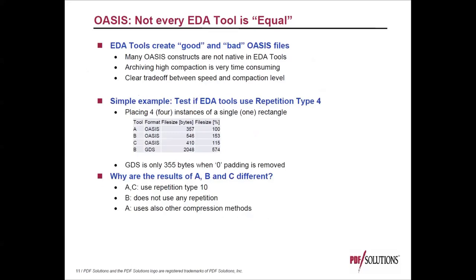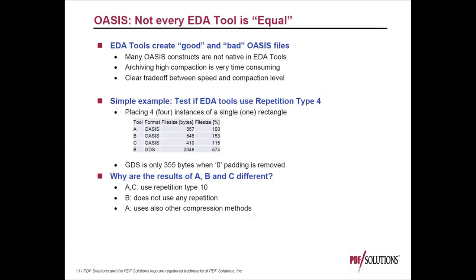One of the problems, as I mentioned, is that many OASIS constructs are not a native object in an EDA tool. So it requires CPU time to find compression, to see how, for instance, instance placements are distributed, and then combine them into some type of repetition. There's a clear trade-off between speed and the compaction level you can achieve. Depending on how much time you want to spend, you can really reach high compaction.